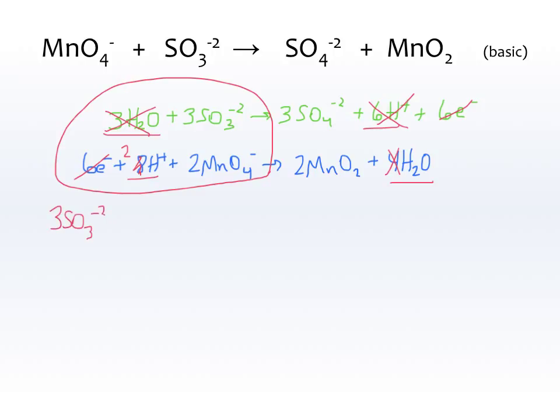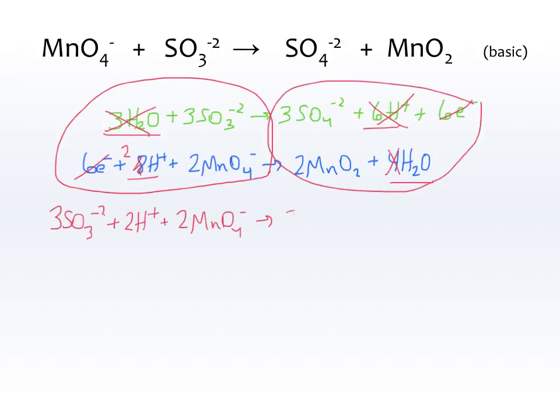3SO3 minus 2, and 2H plus, and 2MnO4 minus, and on the right-hand side, 3SO4 minus 2, and 2MnO2, and just 1 water. So that would be totally done if it were an acidic environment. But unfortunately, it's a basic environment.